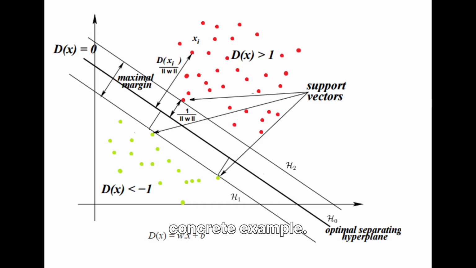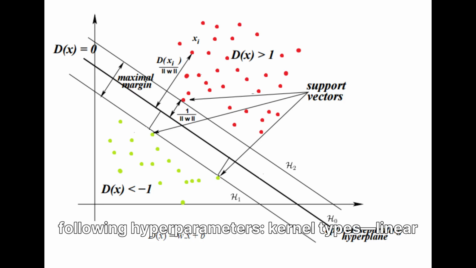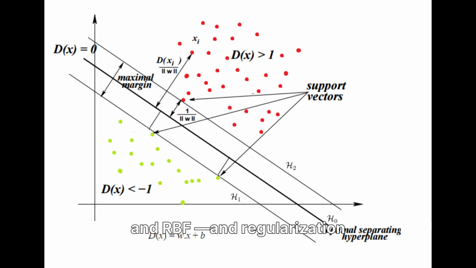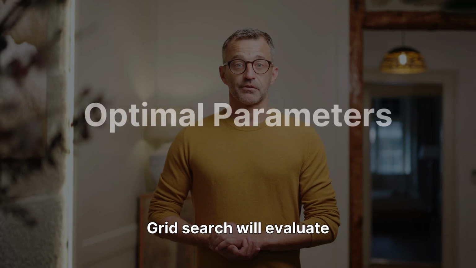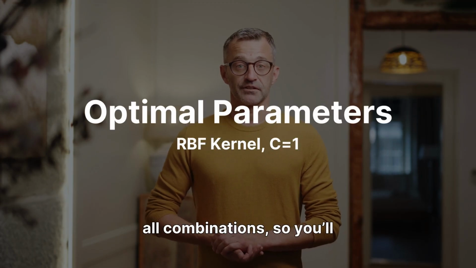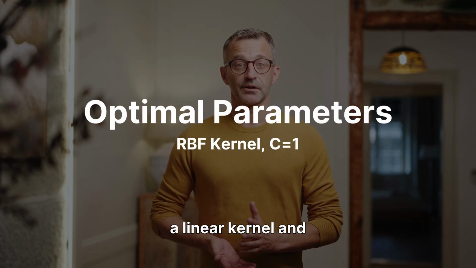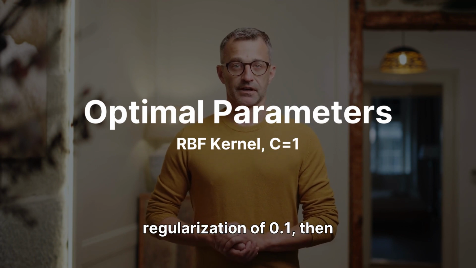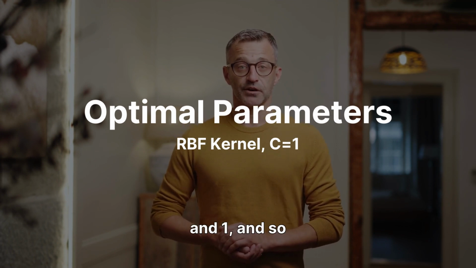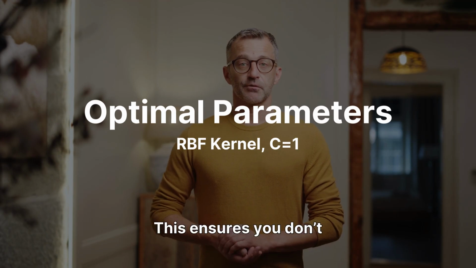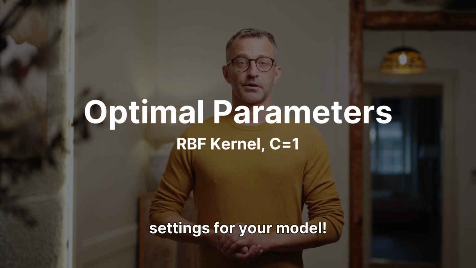Let's look at a concrete example. Imagine you are trying to classify images of cats and dogs using a support vector machine. You set up a grid search with the following hyperparameters: kernel types, linear and RBF, and regularization parameters of 0.1, 1, and 10. Grid search will evaluate all combinations, so you'll train the model with a linear kernel and regularization of 0.1, then with a linear kernel and 1, and so on. This ensures you don't miss the best possible settings for your model.